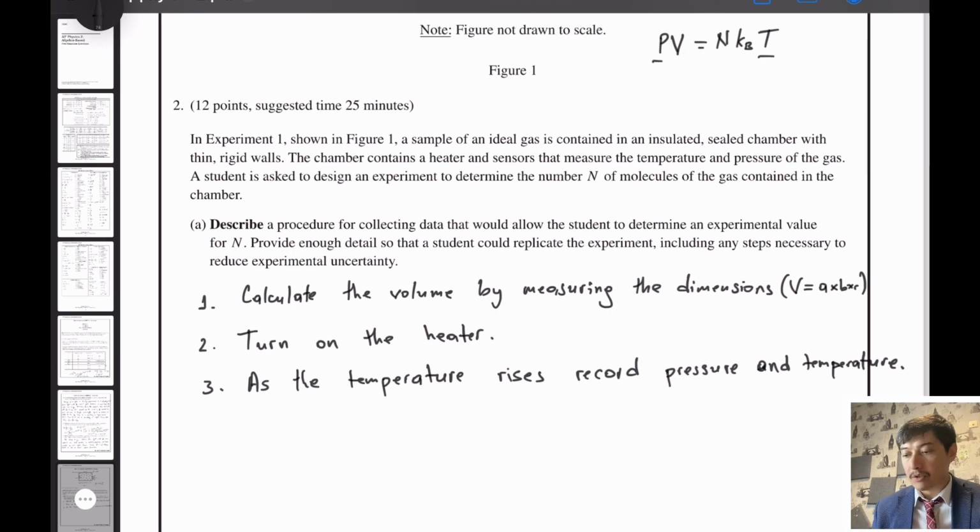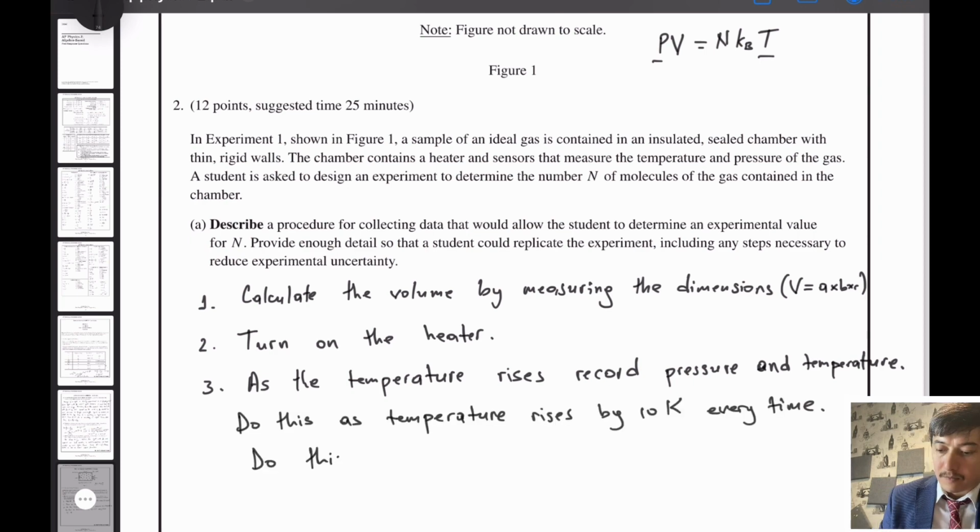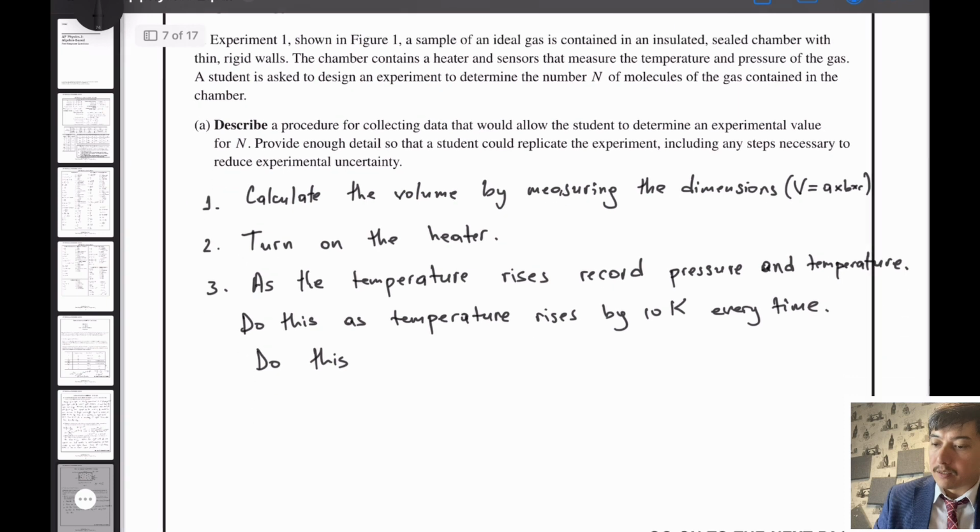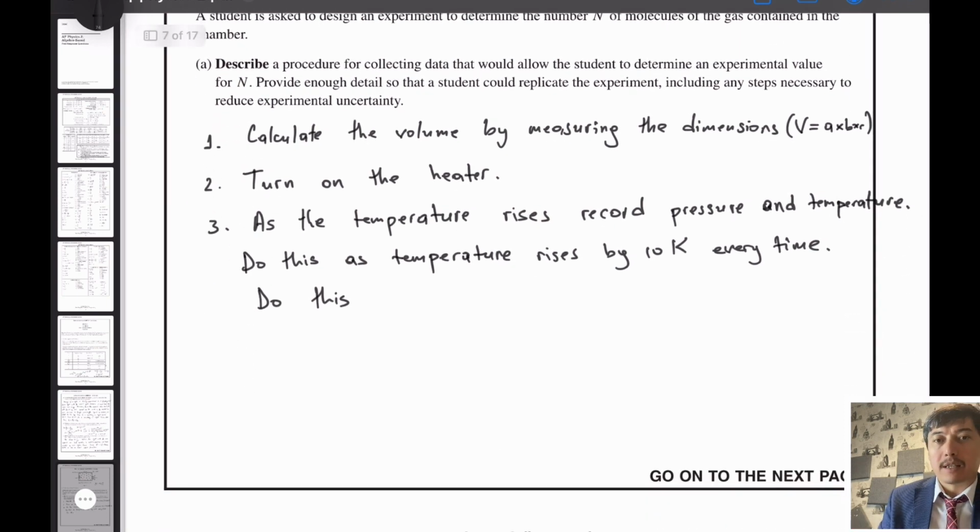So let's introduce a rule. Let him measure at every 10 Kelvin interval. As the temperature rises by 10 Kelvin, let him record the pressure and temperature in a table. Let him take the measurement several times, let's say at least 10 times.